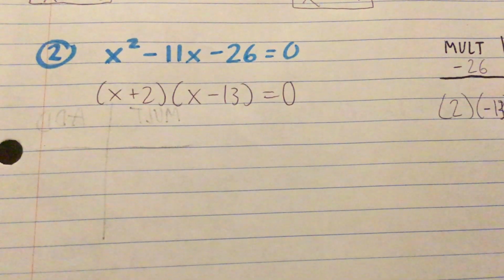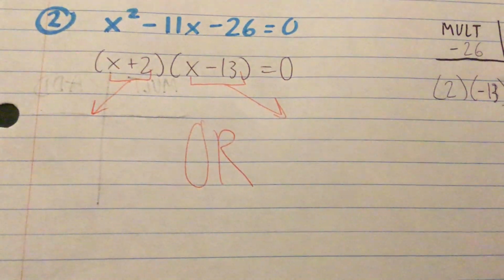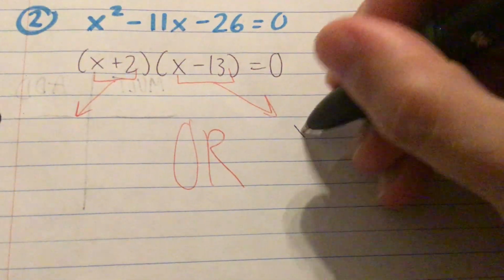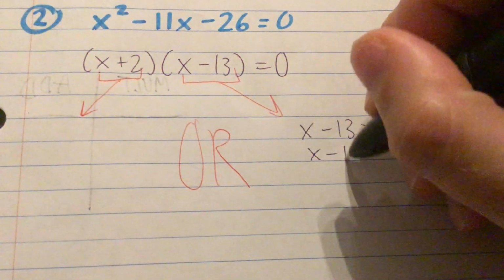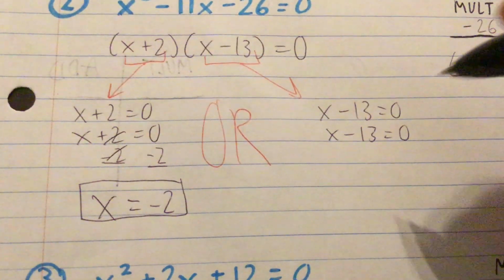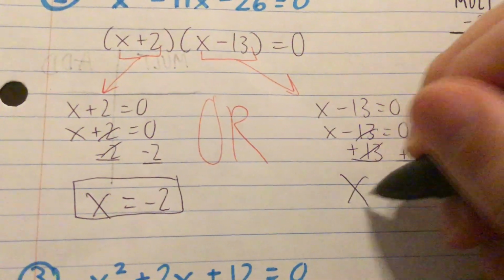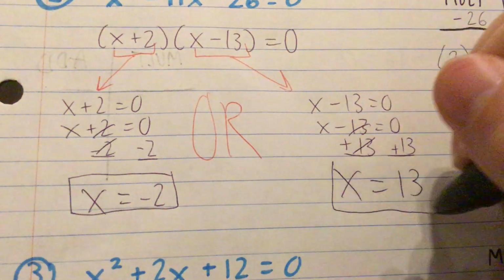Now we use the zero product principle, and we can factor this into x plus 2 equals 0 or x minus 13 is equal to 0. So let's get on with it. X plus 2 is equal to 0. Now let's solve for x. I'm going to subtract 2 from both sides, and that gets me x is equal to negative 2. The other solution requires us to add 13 on both sides. So either x is equal to negative 2 or x is equal to positive 13.